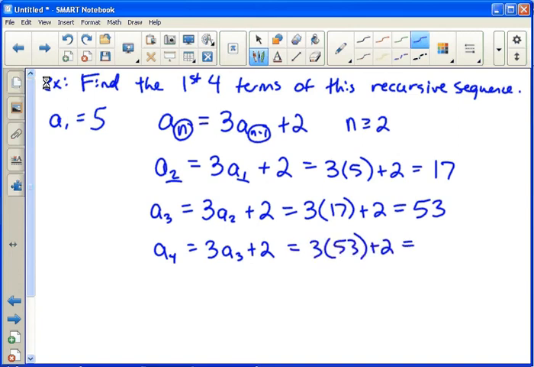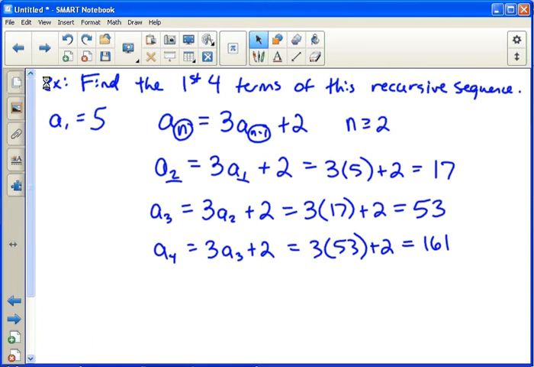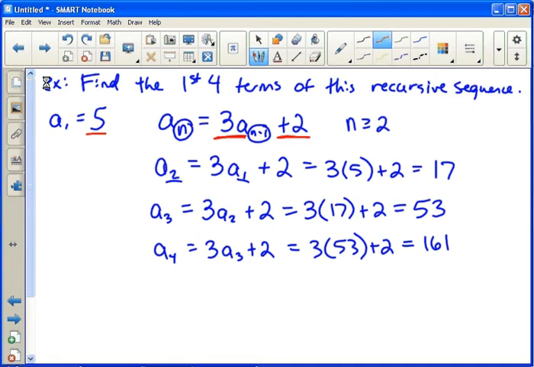So if you notice, what we're actually doing each time is multiplying our number by 3 and then adding 2. If you do 5 times 3 is 15, plus 2 is 17. 17 times 3 is 51, plus 2 is 53. 53 times 3 is 159, plus 2 is 161. And if you notice, we're always using our previous term to get our next term. That's called a recursive sequence.